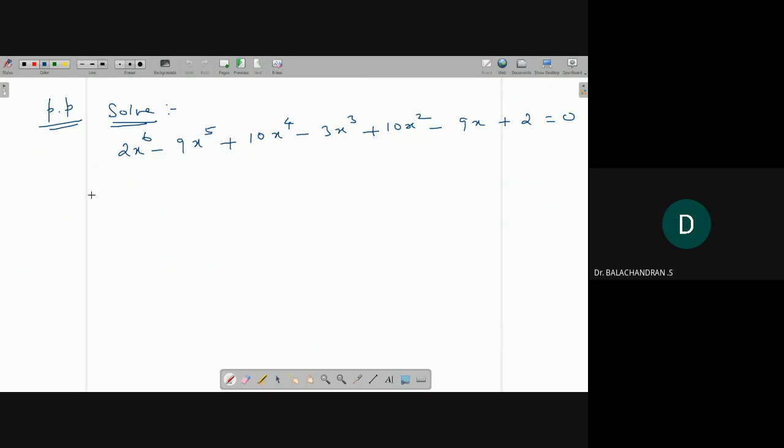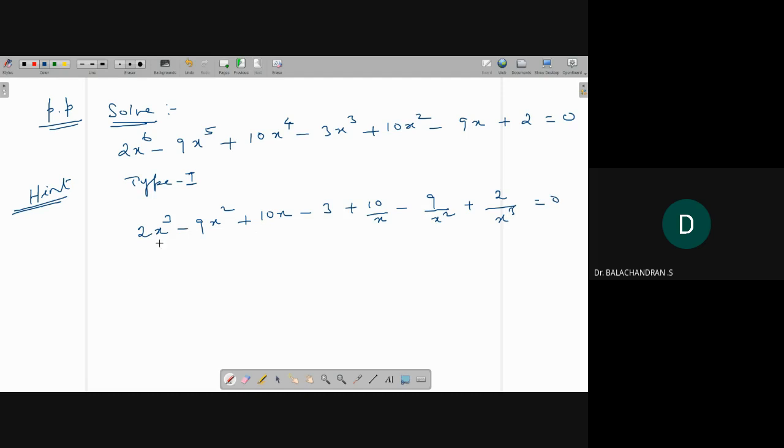Okay, how do we proceed? First step, I'll give the hint. Any idea? This is type 1. In type 1, we solved only x power 4, is it correct? Yes, sir. So if it is x power 4, then we divide by x square. Sir, we can divide by x cube. Yeah, if you divide by x cube, what will you get? 2x cube minus 9x square plus 10x minus 3 plus 10 by x minus 9 by x square plus 2 by x cube.